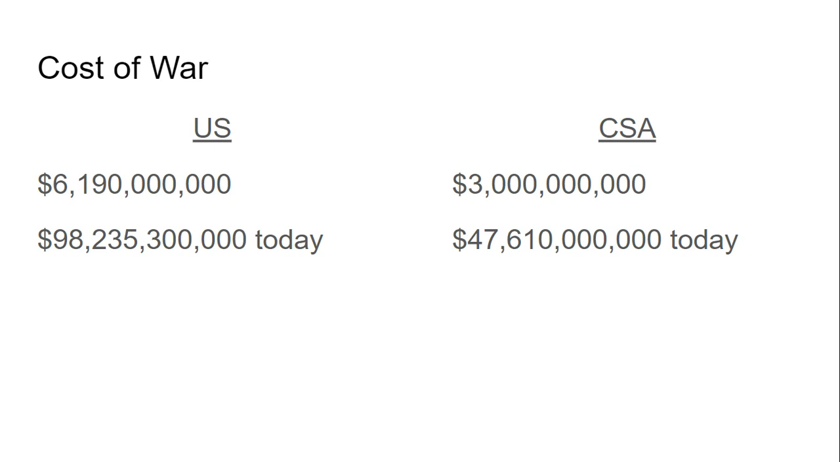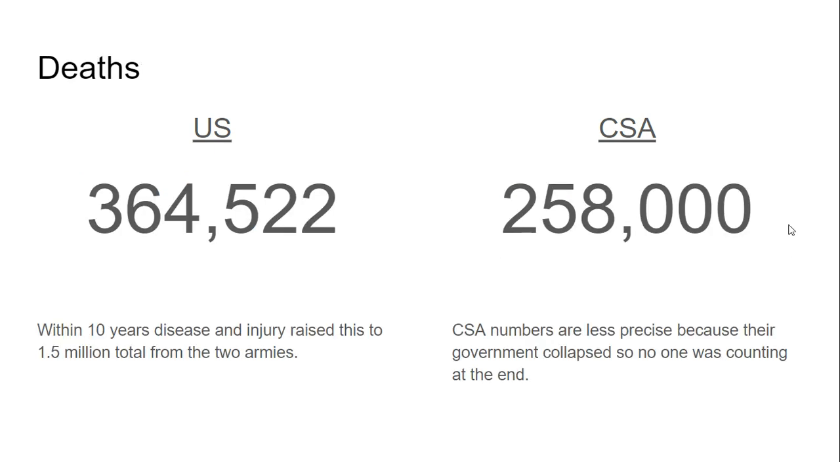So a rough translation of the cost of the war was $98,235,300,000 in today's dollars for the North, and $47,610,000,000 of today's dollars to fight for the South.